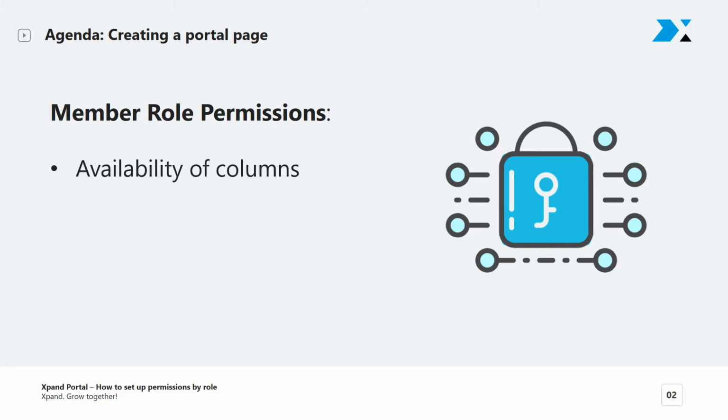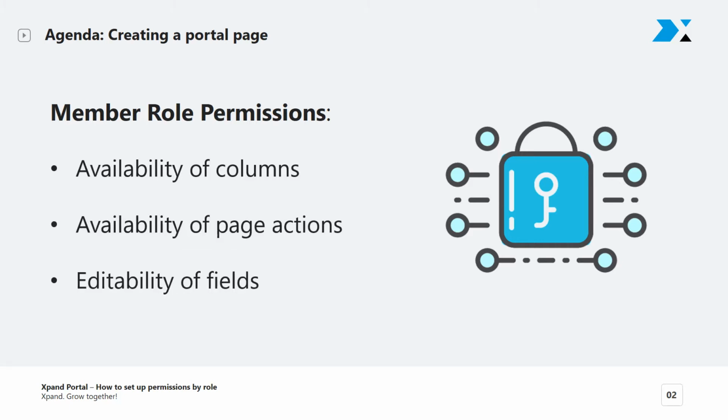For example, to ensure that only a specific group of portal members that belong to the necessary role could access a certain function, see certain information, or make changes in a field value. In a moment, I'm going to show you how you can configure permissions and what exactly is affected by them.